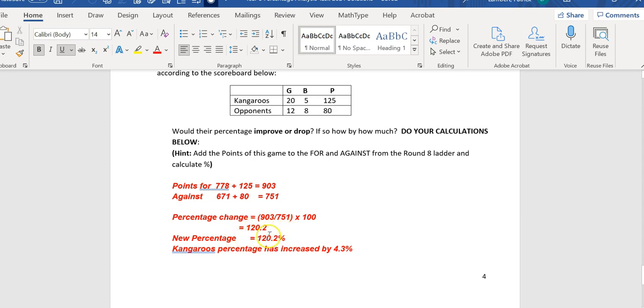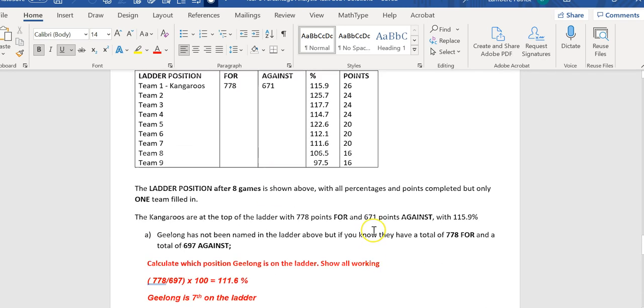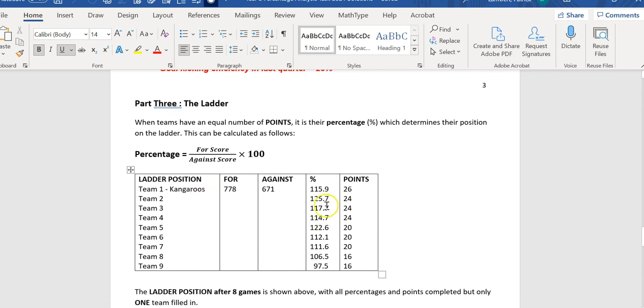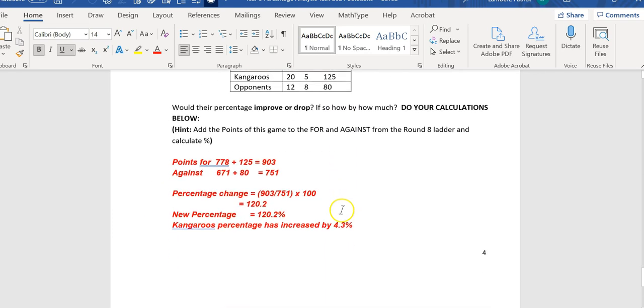So their new percent is 120.2. So they've gone from this percentage up to this percentage. How much has it increased by? And it's increased by 4.3%. So you can see that's where your 4 marks are. They're working out here, and giving the answer, and then how much has it increased by?